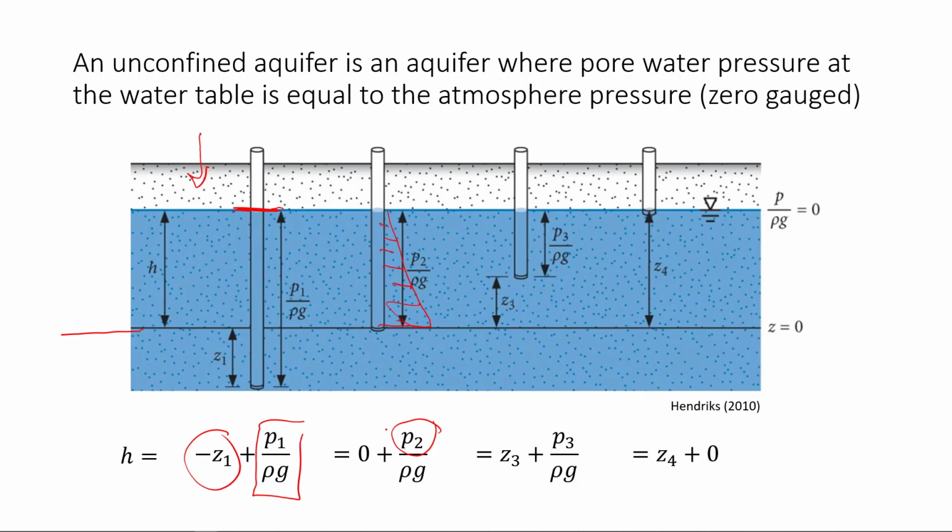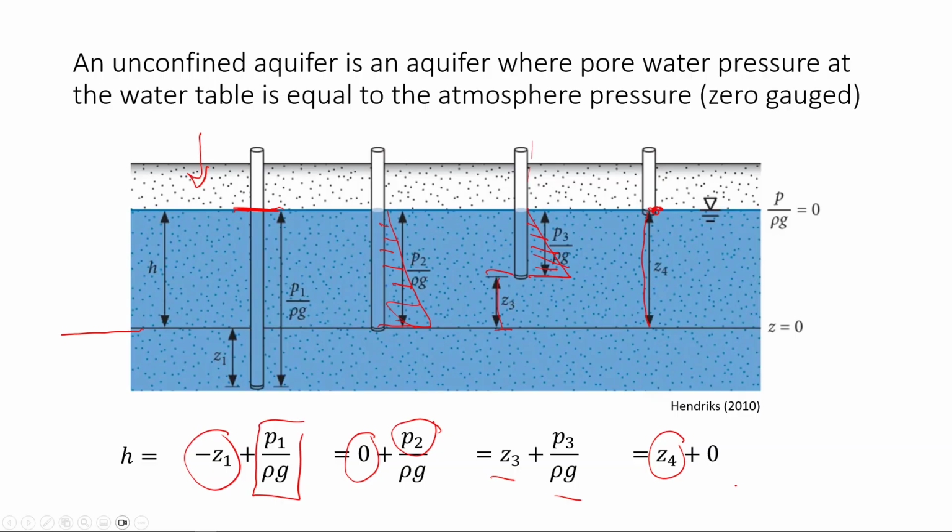What's my elevation head here? My elevation head here is zero because that's my reference. How about this one? Here I have this pressure head, and this is my elevation head, so I add this one and this one. How about here? Here my pressure head is zero, because h is zero, and then I have this elevation head. But all these are equal.